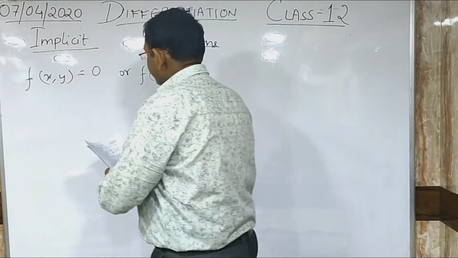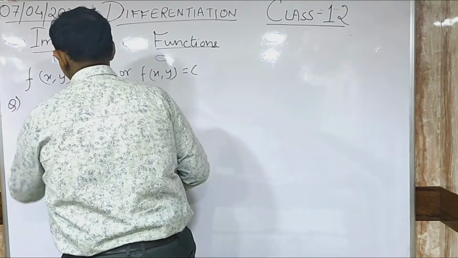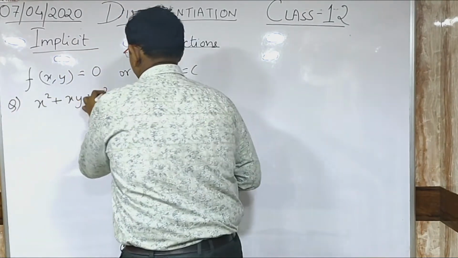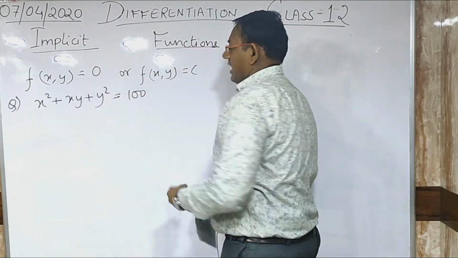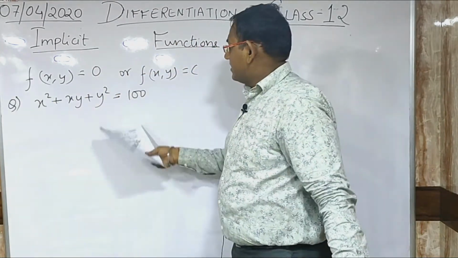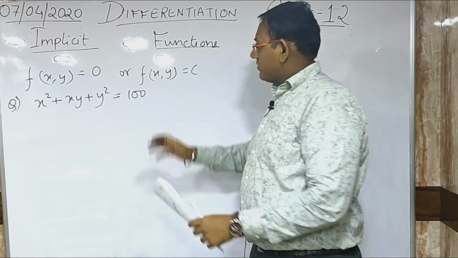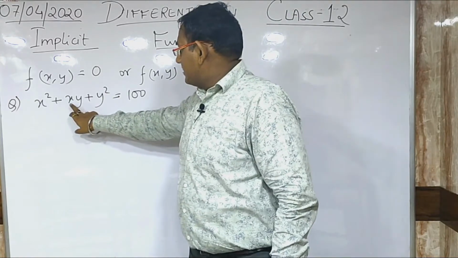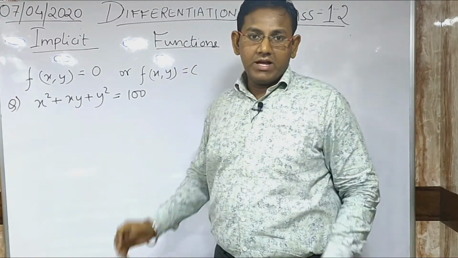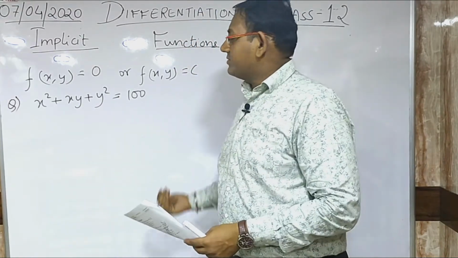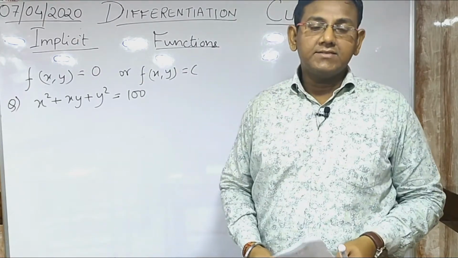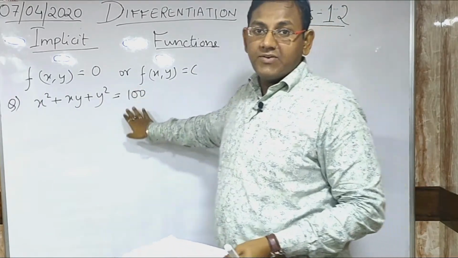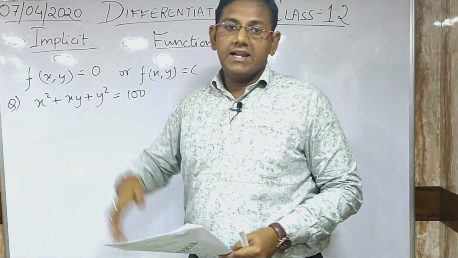Now let me write a question over here. The question says x squared plus xy plus y squared is equal to 100. Now this is the question given to you. In this particular function you cannot separate x and y. See over here, x is multiplied with y. You cannot represent y in terms of x, neither can you represent x in terms of y. So in this question, we are going to differentiate the entire function directly.